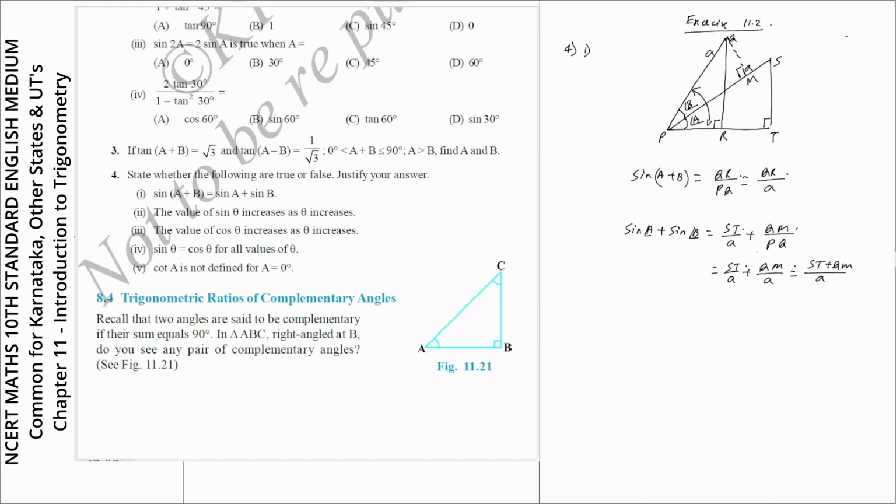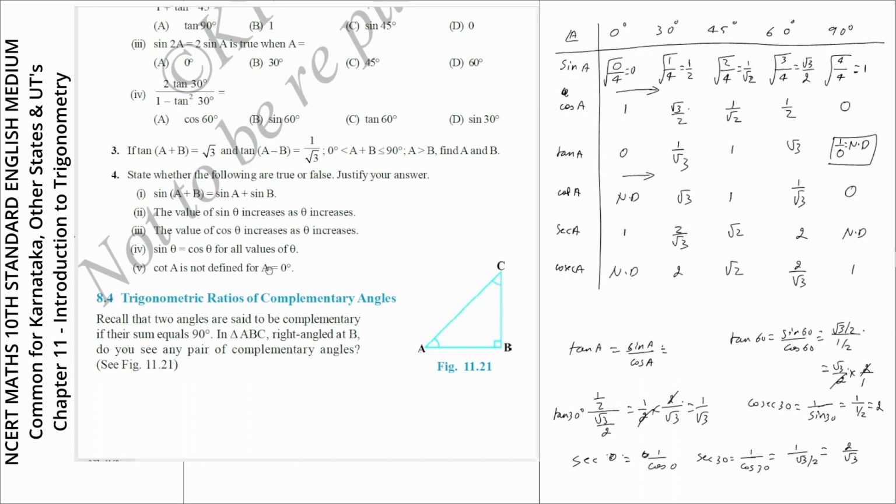Now you can see that this I'll take as 2 and this I'll take as 1. 1 is not equal to 2, they are entirely different. So sine of A plus B is not equal to sine A plus sine B, so the first statement is false. Actually 1 will take values from 0 to 1 only, but equation 2 can take values more than 1 also, so 1 and 2 are entirely different.